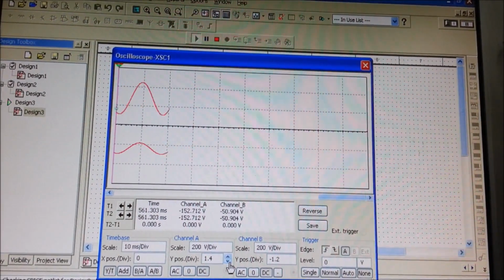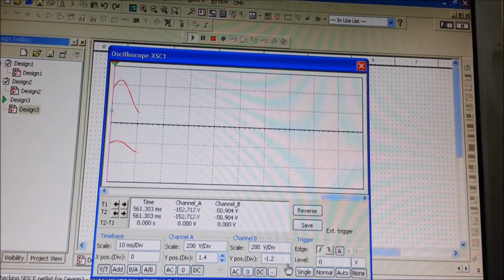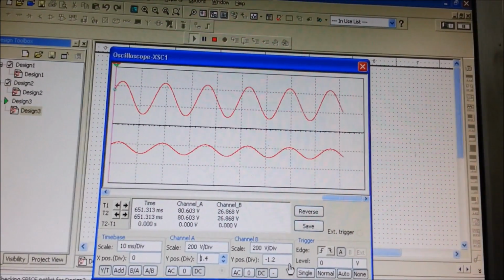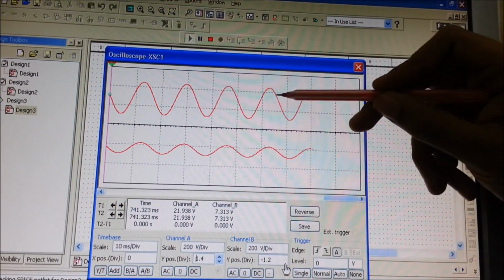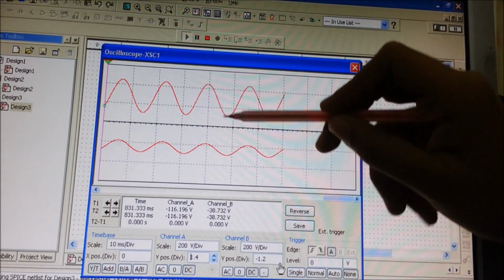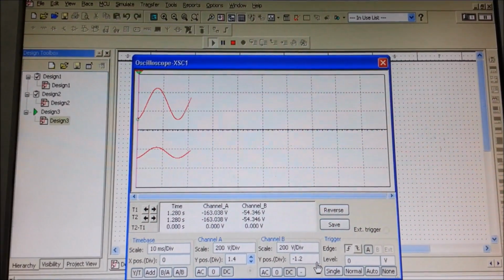Set the position. So this is our desired output, and this is very much similar to what we practically observed on the CRO. The upper one is our input waveform and the lower one is our output waveform. This was all about CMRR.